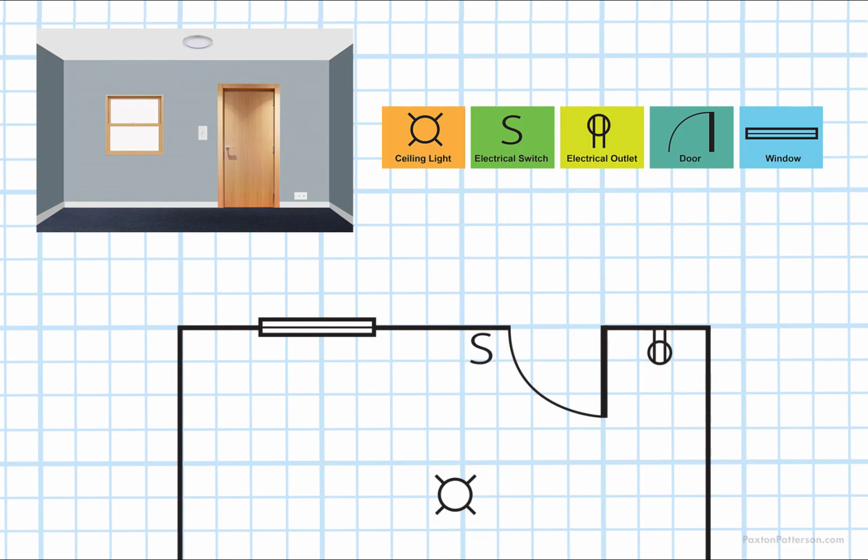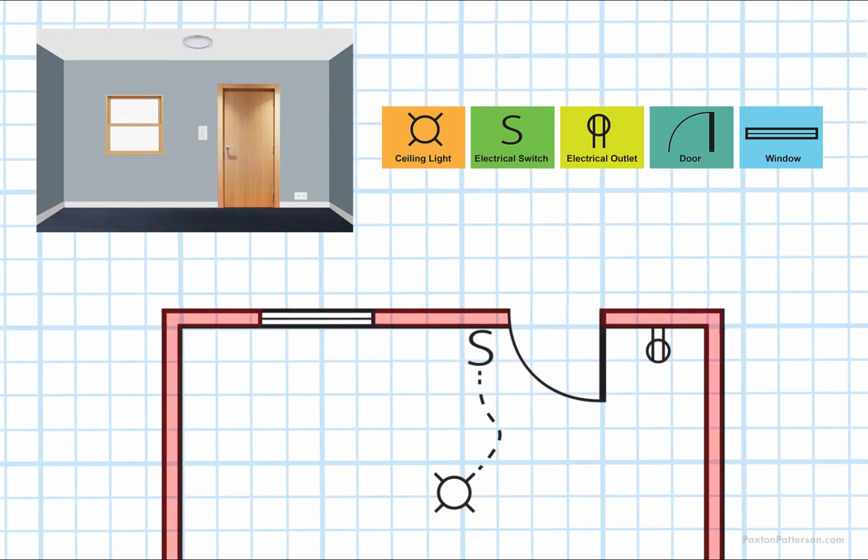If you want to get more advanced, you can make the walls thicker, and you can indicate which switches control specific lights. And that's the beginning of a simple floor plan.